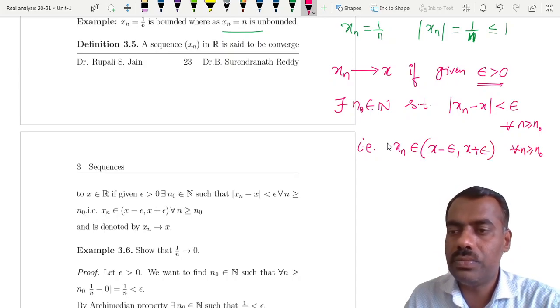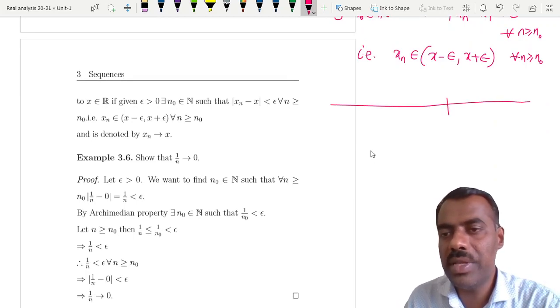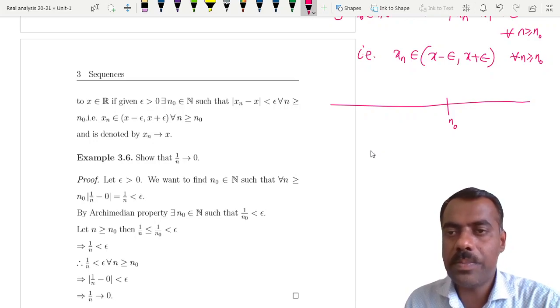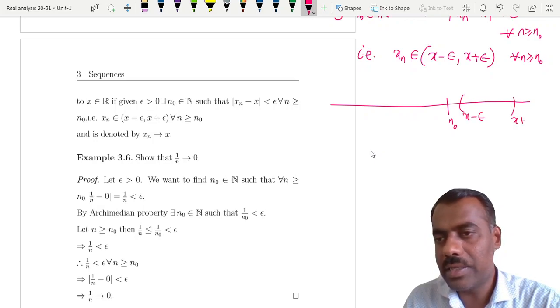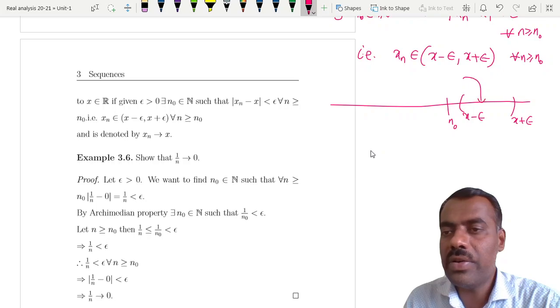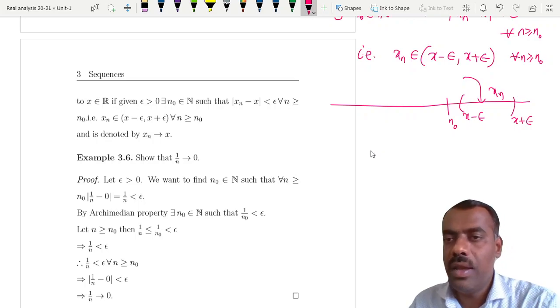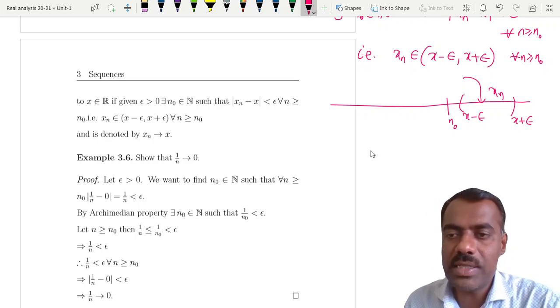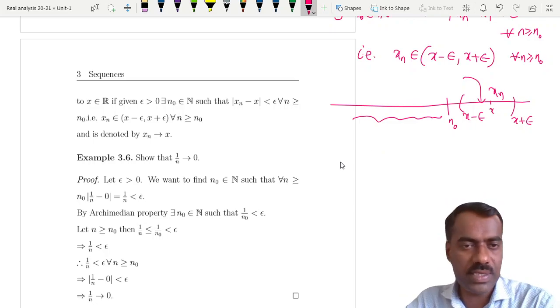Okay, right? If you write it pictorially, suppose this is your n naught, then all the xn's coming here, suppose this is x minus epsilon and x plus epsilon, after that all your xn's lie here only, whichever come in this interval. Some elements of that sequence may be outside this, but only before this one. After n naught, all the elements should completely lie in this interval x minus epsilon to x plus epsilon.